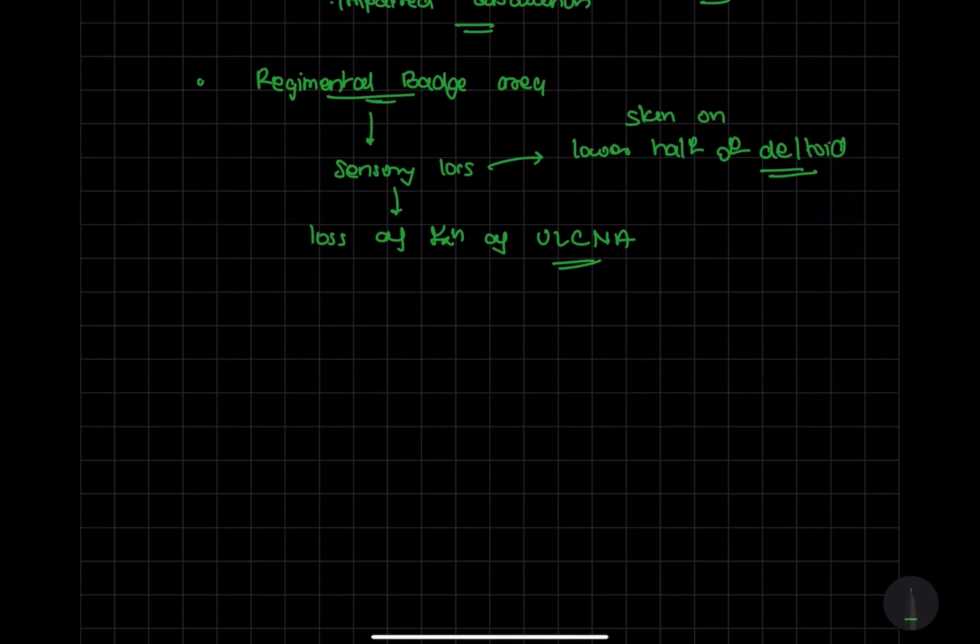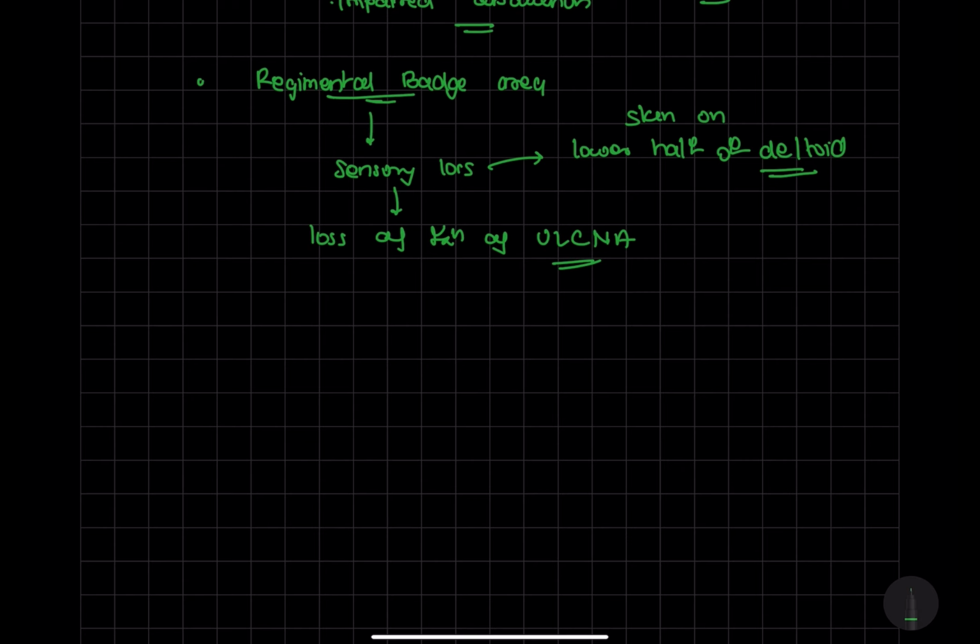Okay, but why do we refer to this as the regimental badge area? In armies, navies, or the defense services, they wear their badge on this particular deltoid region only. So in this area you will suffer sensory loss in case of axillary nerve injury, and we refer to it as the regimental badge area.